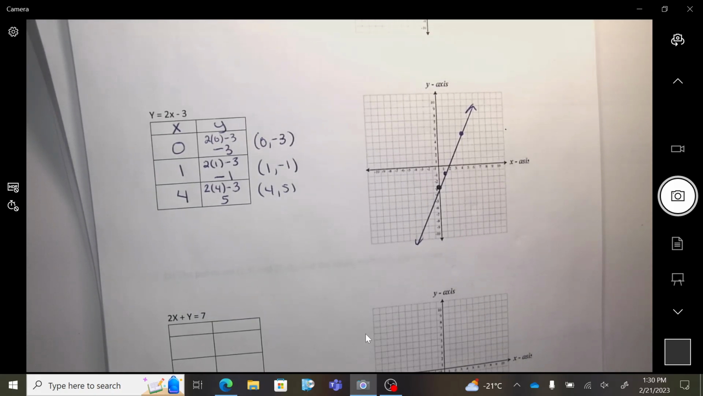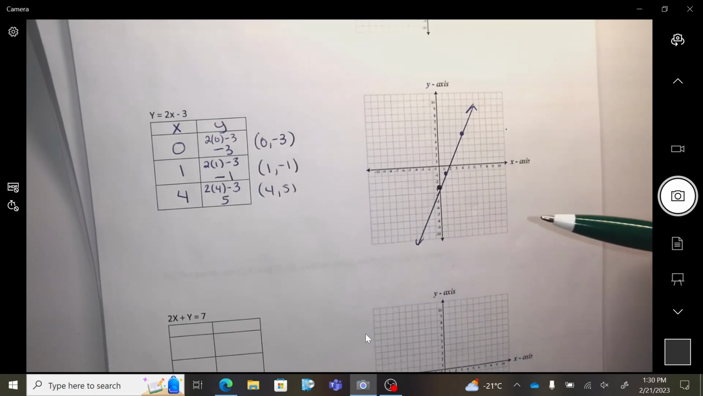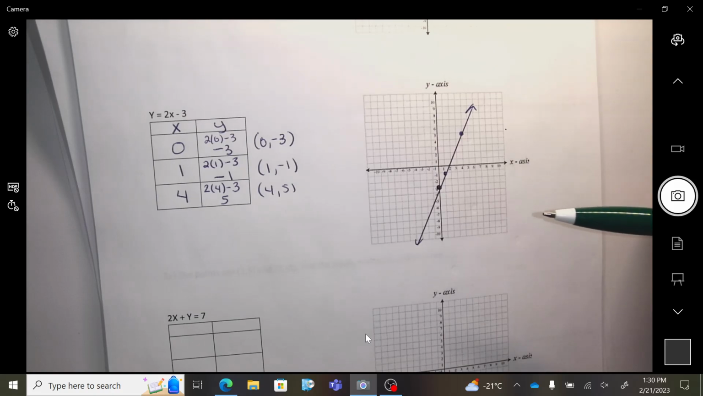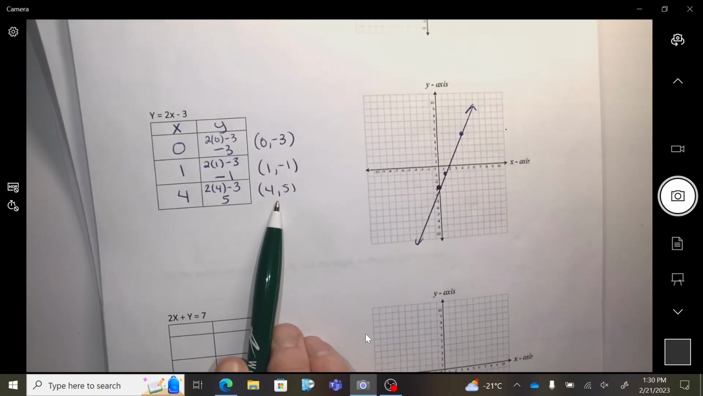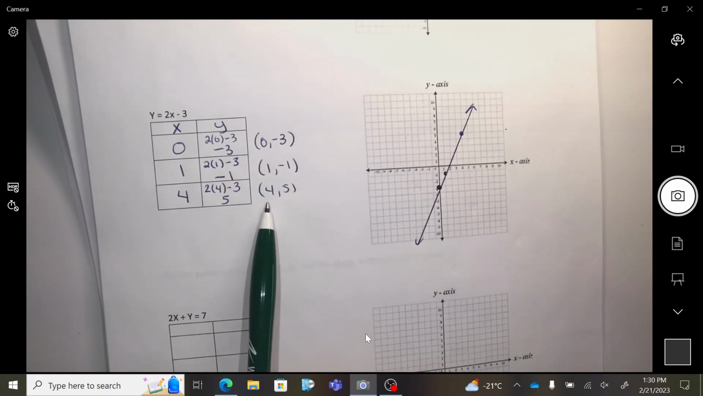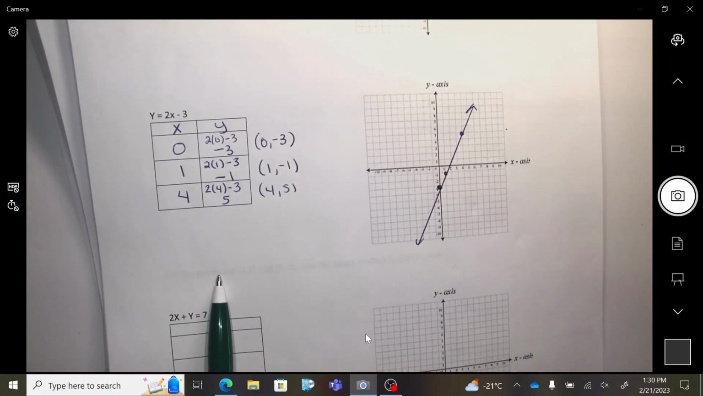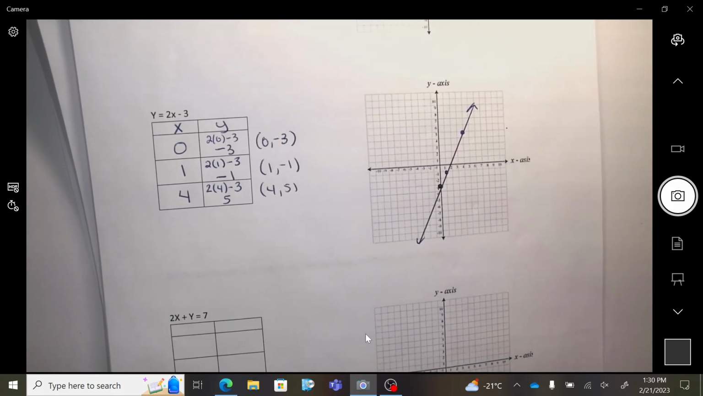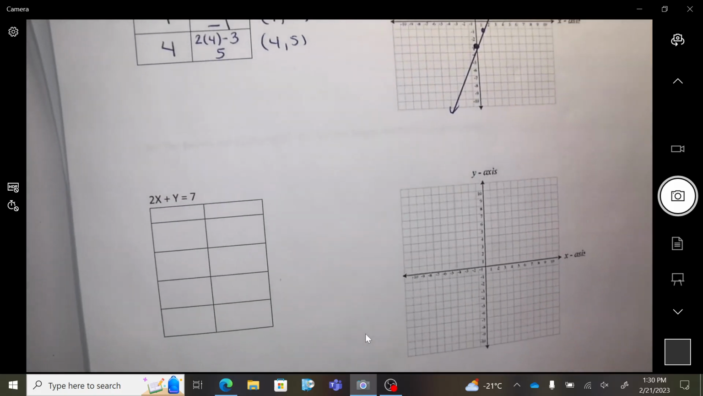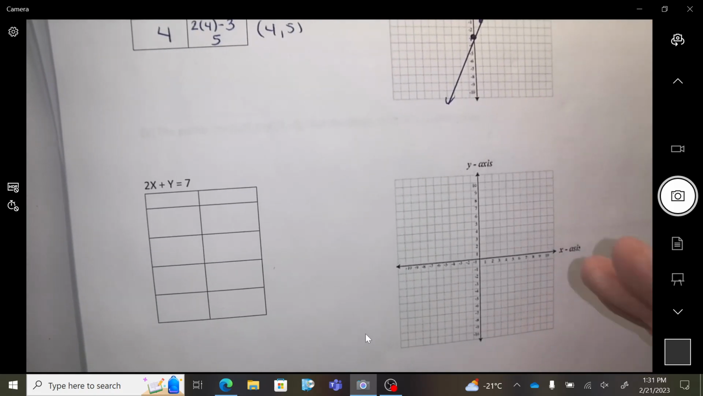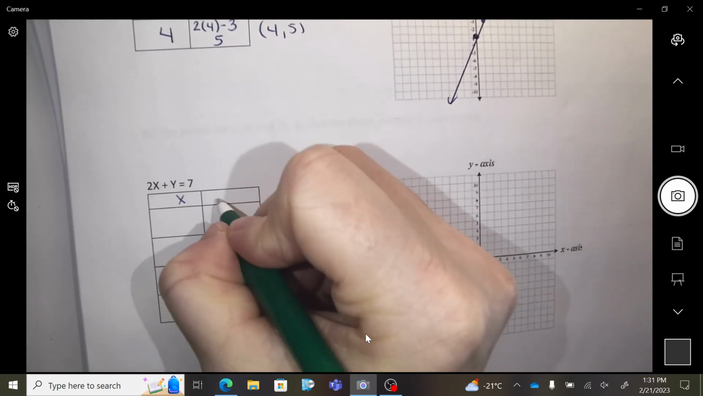Where did your points not form all in a row in a line? 4 comma 5? Where did I, where are you looking? It's good? Good? Okay. Okay, x comma y.